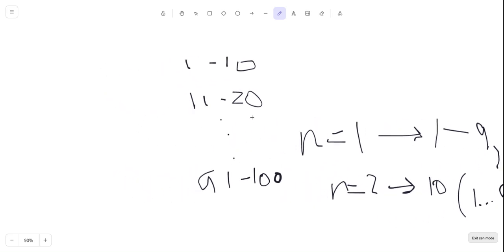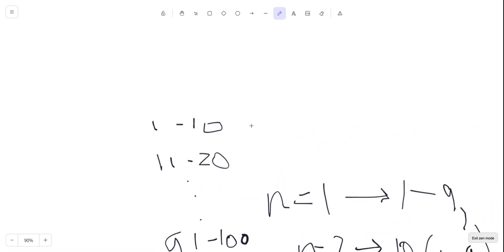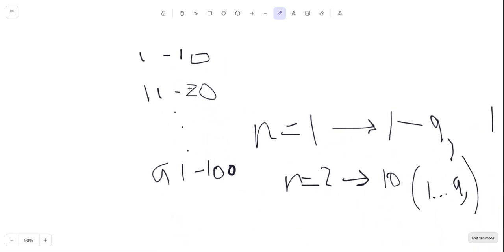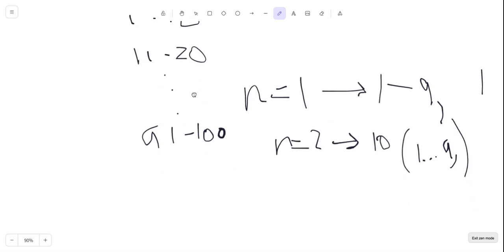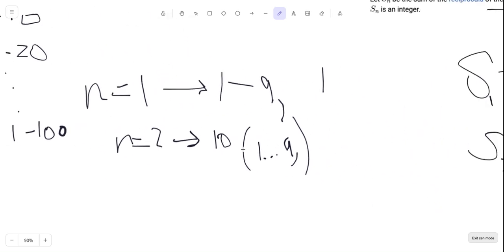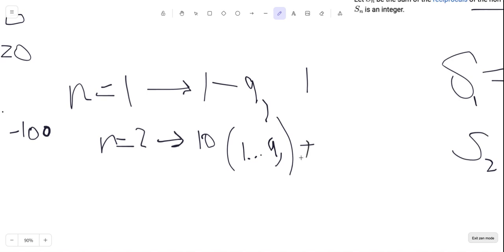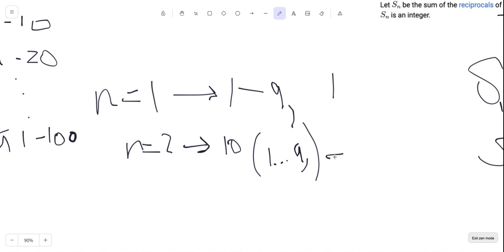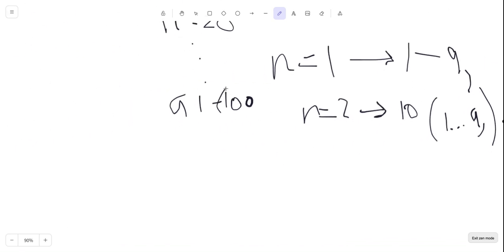And the tens digits of these, we would have 10 of these which have a tens digit of 1, 10 of these with tens digit of 2, and so on. So it doesn't matter which digit place they are. It's still going to be another set of reciprocals from 1 through 9, 10 of them, actually. And then an extra 1.